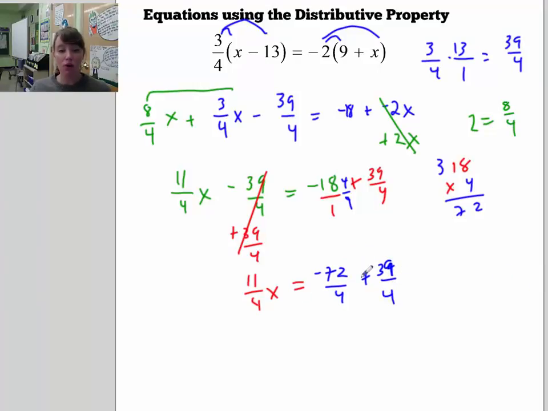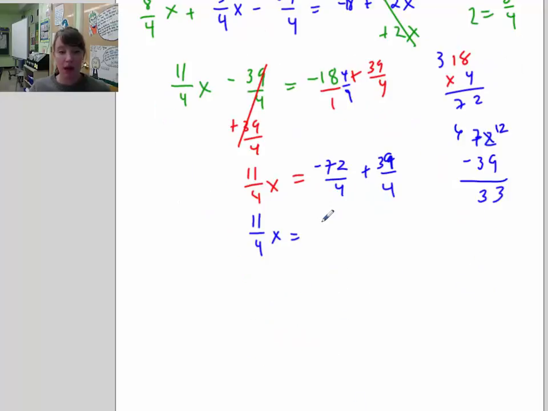Okay. Well, negative 72 plus 39, that's going to be the same thing as 72 minus 39. So there's 12. This would get me 6. So that's 3 and 3, so it would be negative 33. So let's write this. 11/4 x is equal to negative 33/4.